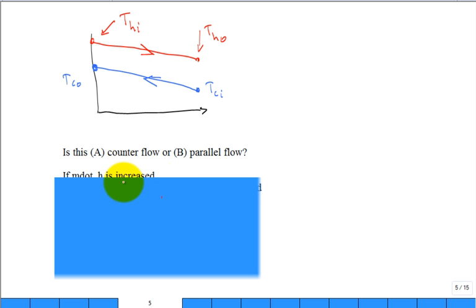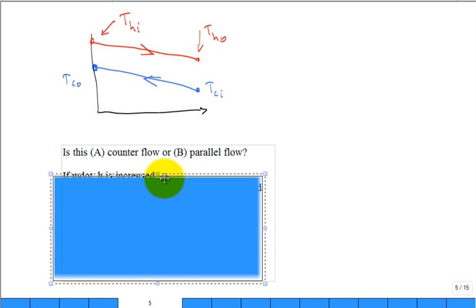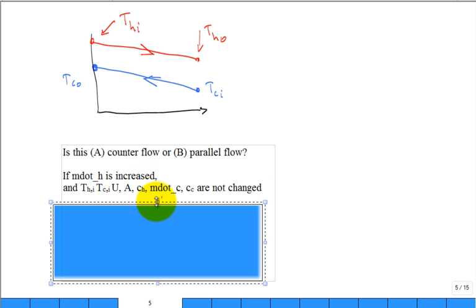Next clicker question is the mass flow rate, H. I want to increase it. How would I increase the mass flow rate of the hot fluid? Put a big pump and blow it through. Okay? Think about that conceptually. That should appeal to you. Push a lot of flow of the hot fluid through the heat exchanger.